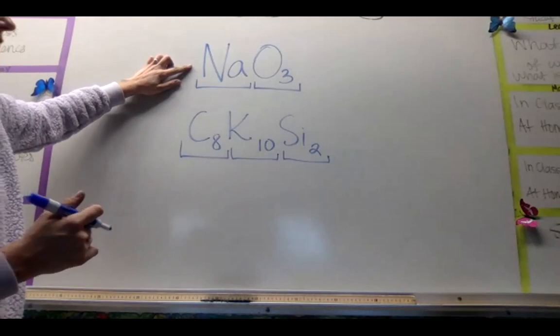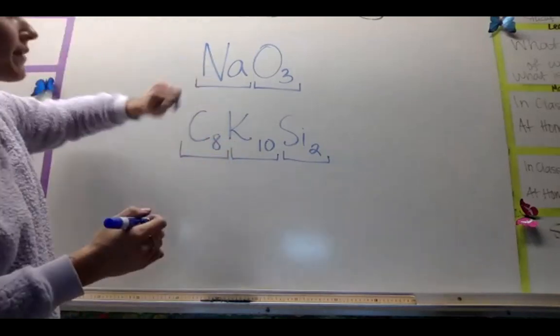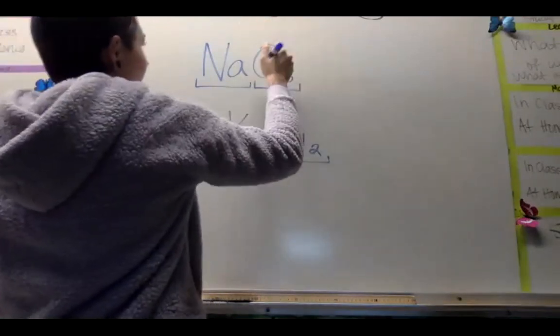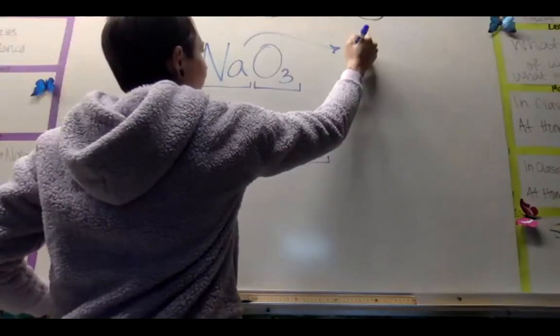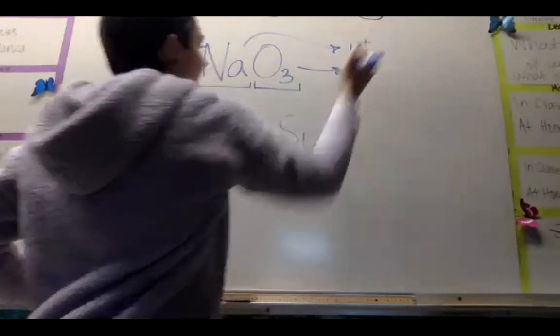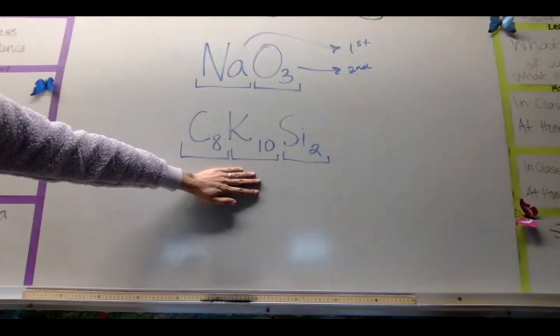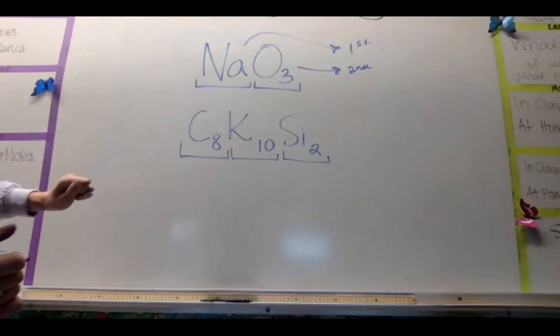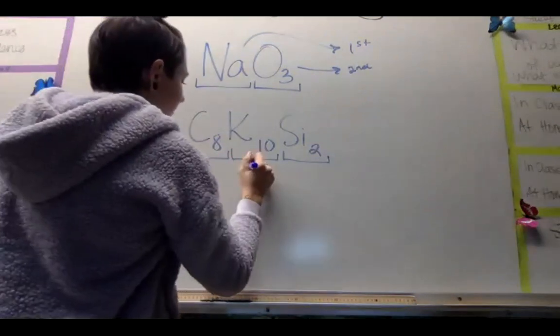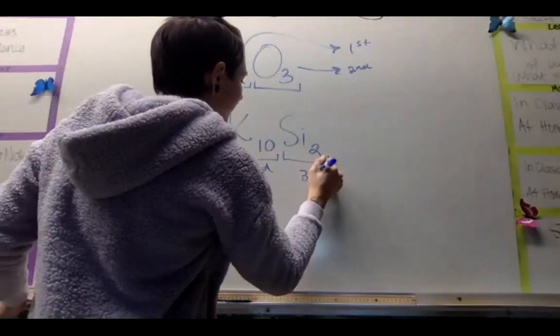This one up here. 2 elements. So I have 2 different elements. This one is my first element, and this one is my second element. And then how many different elements do I have in this one here? 3. So this is my first, this one's my second, and this one's my third.